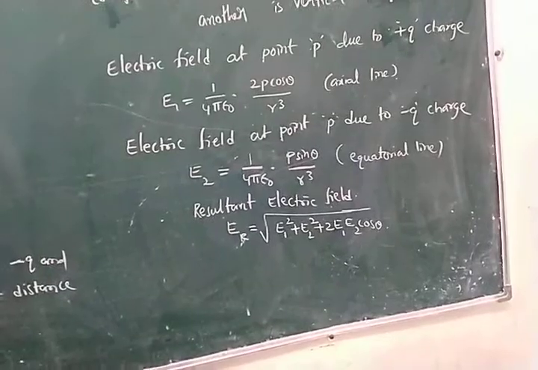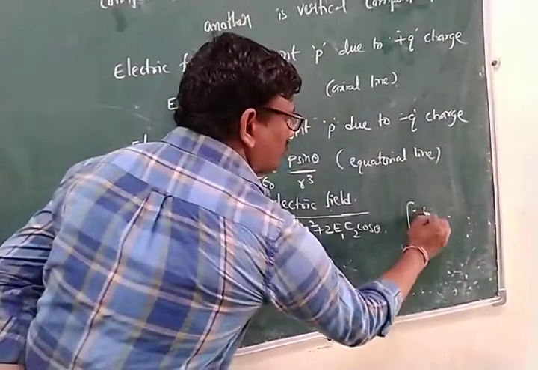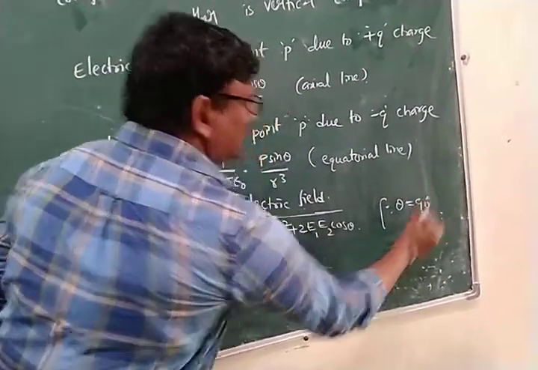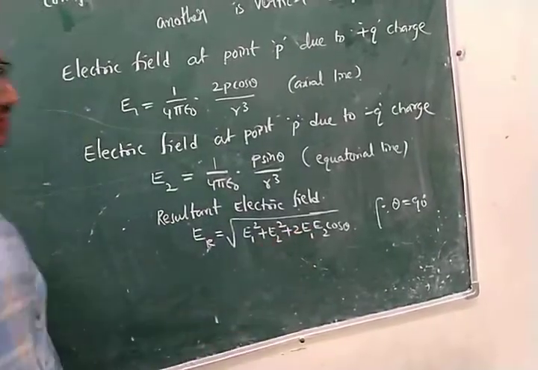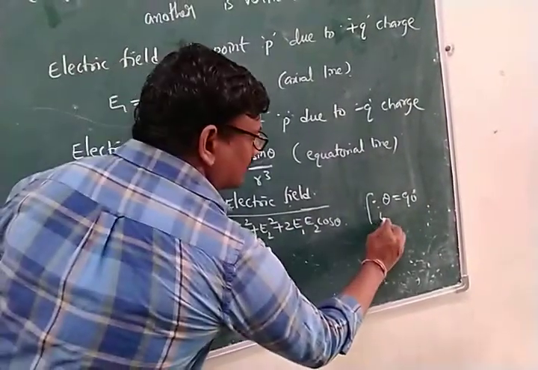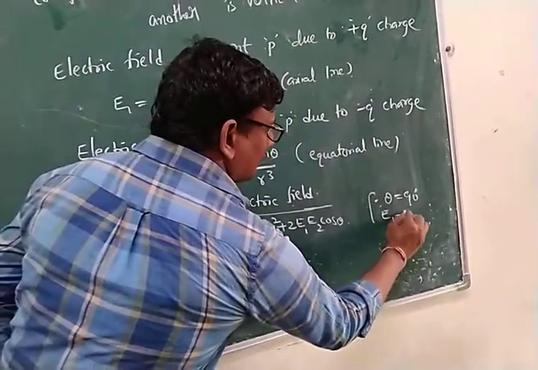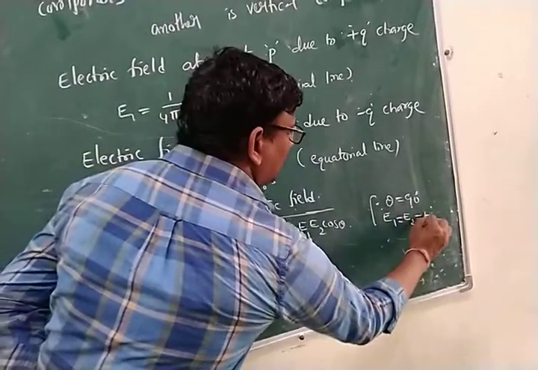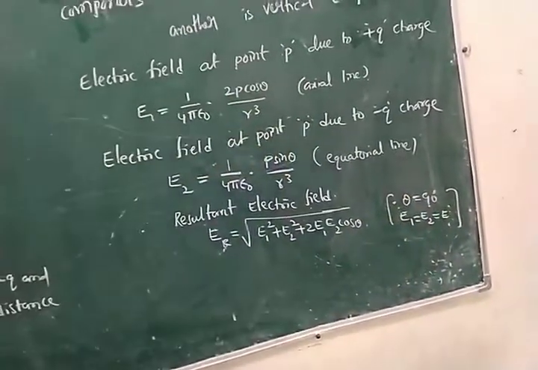But here the angle theta is 90 degrees, and cos 90 is equal to 0. We can also assume here that E1 and E2 are equal to E, the electric field.